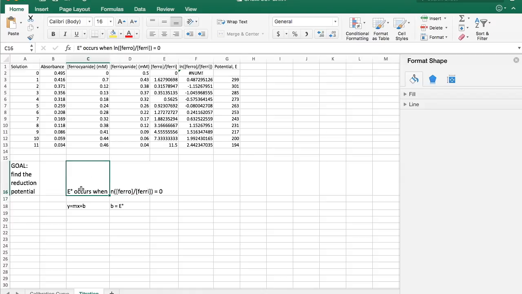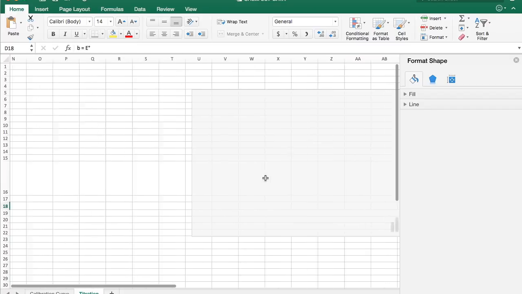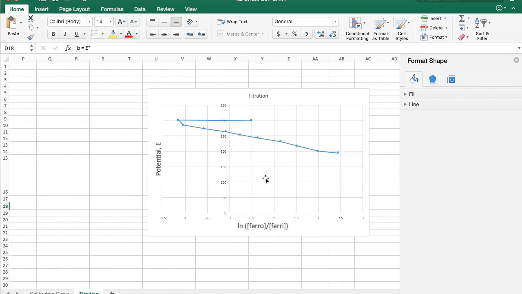We know that the natural log of 1 is equal to 0, and if a ratio is equal to 1, then both of those components must be the same value. So, once again, thinking of this relationship as a linear relationship, B, which is the y-intercept, must be the reduction potential. So if we graph the natural log of ferrocyanide over ferricyanide versus potential, and keep in mind we are looking for the y-intercept here, the B value. In the last data set we cared more so about the slope, but not here.